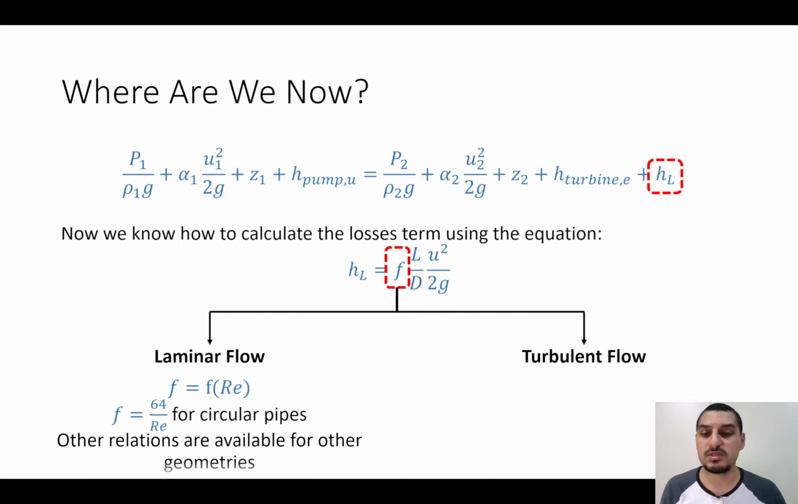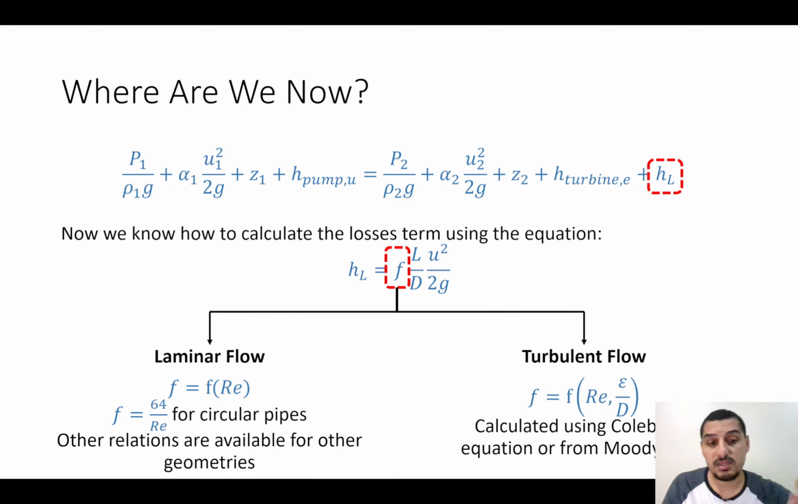This friction factor can be calculated in different ways based on the type of flow we have. For laminar flow, it's only a function of Reynolds number, and we know it's 64 over Reynolds number for circular pipes, and there were other relations for different pipe sections. For turbulent flow, we have the relation that we discussed in the previous video: the friction factor is a function of Reynolds number and the relative roughness, and we can calculate it using the Colebrook equation or the Moody diagram. So this is what we have achieved till now.